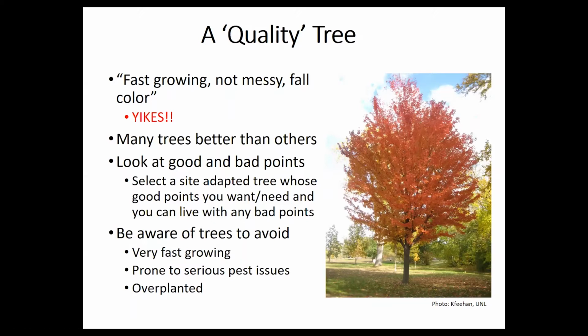Okay. Always be aware of trees to avoid. In my opinion, that would be a very fast growing tree, because they tend to be softer wooded with more brittle wood. Also trees that are prone to any serious pest issues. Every plant can get a pest issue, but some of them are more serious than others. So ask at the nursery garden center, ask your local extension educator. Often I'll tell people, once you narrow your tree down to 2 or 3 that you want to buy, give me a call back and I can tell you the pros and cons locally of that tree. And of course, overplanted trees. I'll often tell people when they call me, look around the neighborhood, and what you see a lot of, don't plant those trees. Pick something else.